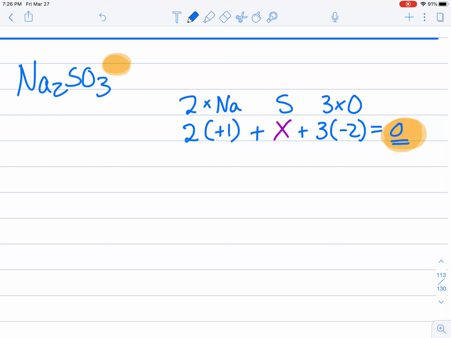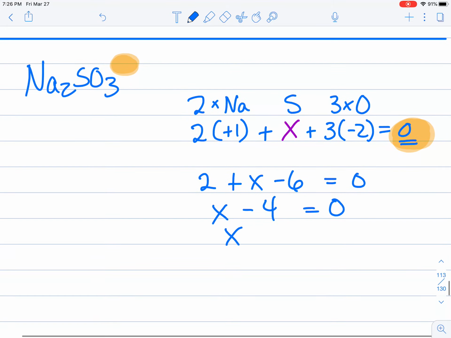All right, so from here we're just going to solve the algebra. 2 times 1 is 2 plus x, and 3 times -2 gives us -6, equals 0. If we combine, we have x minus 4 equals 0, and then if I move the 4 over, x equals 4, and that is a positive 4. Now for oxidation numbers, it is customary to write in the positive charge, but you do not have to. If you don't write any charge, I'm going to assume it's positive.